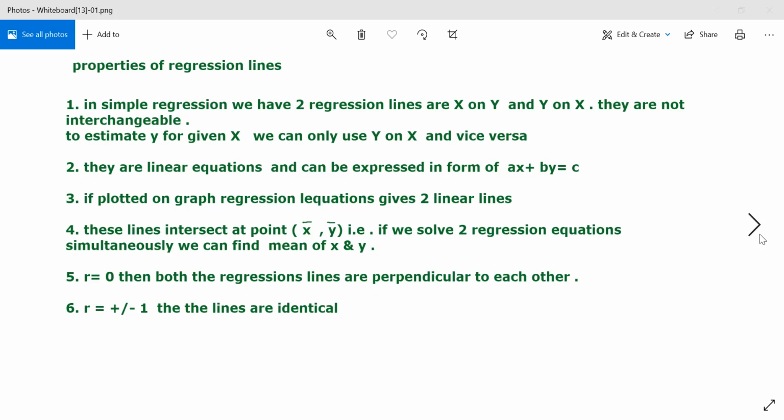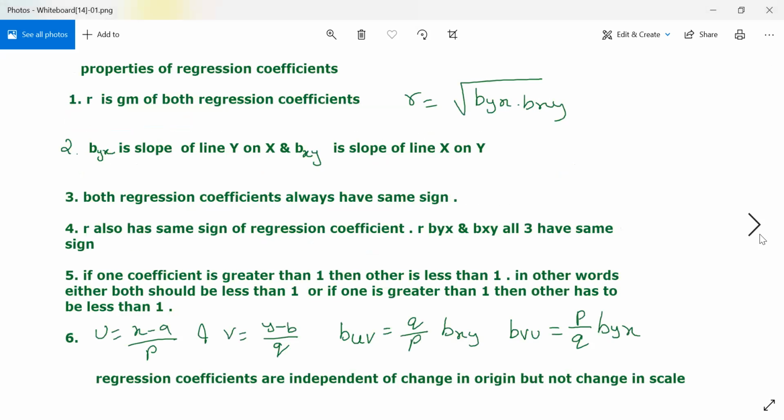After we have done the properties of regression lines, let us talk about the properties of regression coefficients. Again, not all the properties are essential for us. The 6th property is not that essential for you, but all the first 5 properties are essential. R, the correlation coefficient, is the geometric mean of both regression coefficients, that is, r is equal to under root byx into bxy.